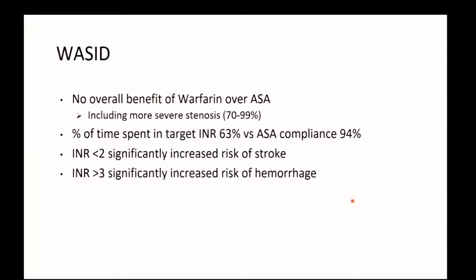Another issue with warfarin was maintaining the INR within the therapeutic range. The percentage of time spent in the target INR was just 63%, versus the aspirin mega dose of 1,300, where the compliance rate was 94%. And we learned from WASID that INR less than 2 significantly increased the risk of stroke, and INR more than 3 significantly increased the risk of hemorrhage. So by that time, in the early 2000s, after the WASID trial, people started to abandon the idea of anticoagulation or warfarin for ICAD.